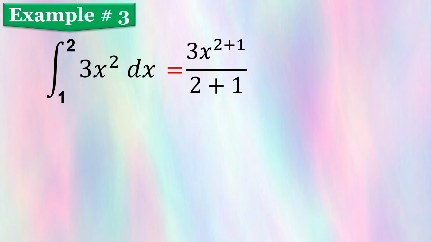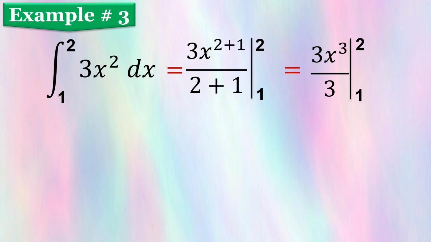Now let us have example number 3. Let us determine the integral of 3x squared dx from 1 to 2. So in here, we are going to integrate first 3x squared. So we have 3x to the second plus 1 over 2 plus 1 from 1 to 2. Simplifying further, we get 3x to the third over 3 from 1 to 2.